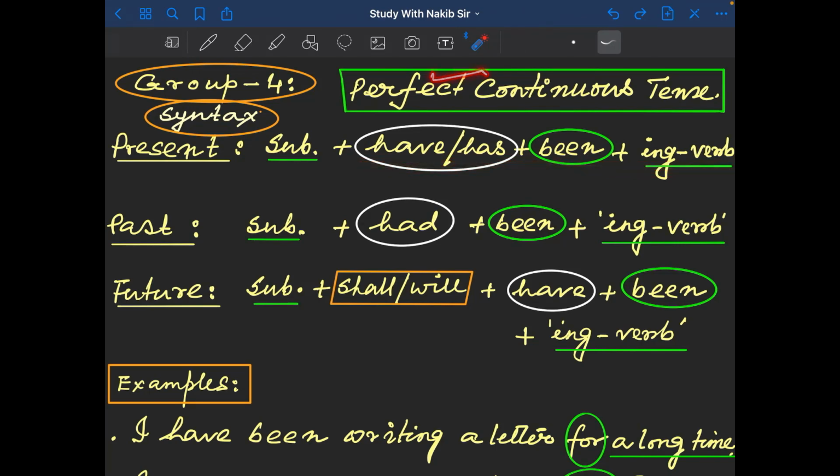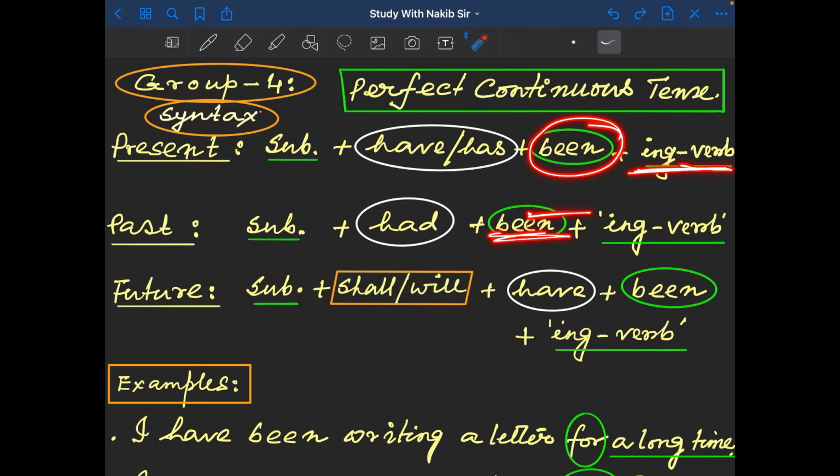See, it is perfect and continuous both. For continuous, you must use the ing form of the verb, remember this, and for perfect, you must use any form of the have verb. See here, have or has, here had, here have, any form of the have verb, either have or has or had. So this is the feature of perfect continuous tense. For the perfect tense, have or has or had, and for the continuous tense, the ing form of the verb. And another feature is there for the continuous tense, that is one been will be there before the ing form of the verb.